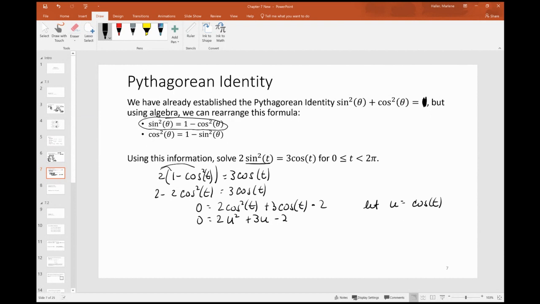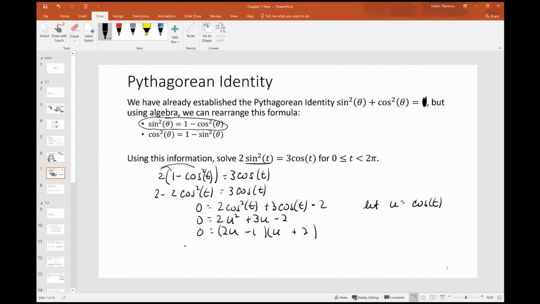Let's see, is that one going to factor? Yeah, I think I can factor that. 2u and u, and then we'll say plus 2 here and minus 1 there. All right, so that's our factored version.